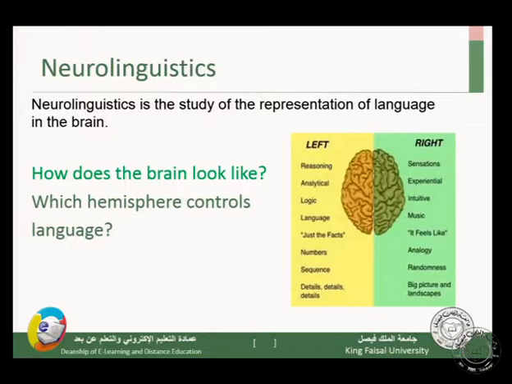But in this part, it is enough for us to know that the vast majority of people have their language in the left hemisphere, on the left half of the brain. Okay? So this is neurolinguistics. If you have been asked what neurolinguistics is, it is the study of the representation of language in the brain.